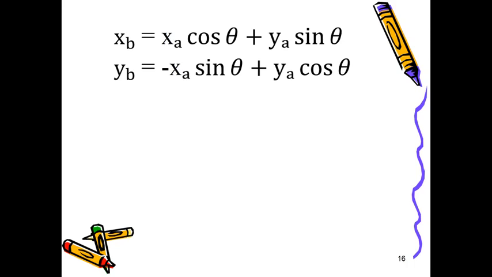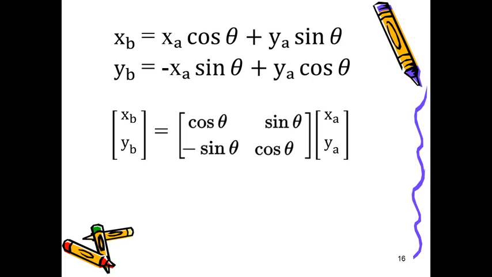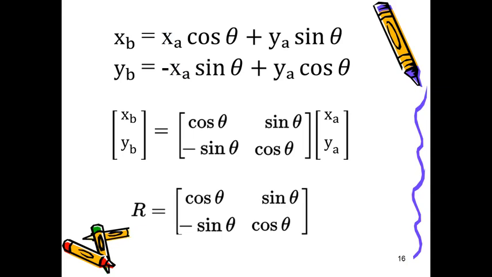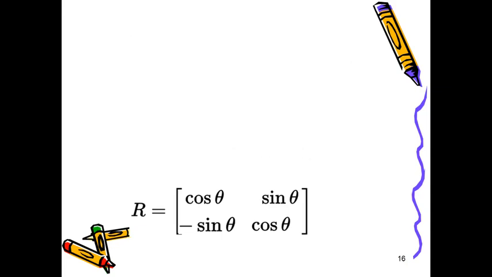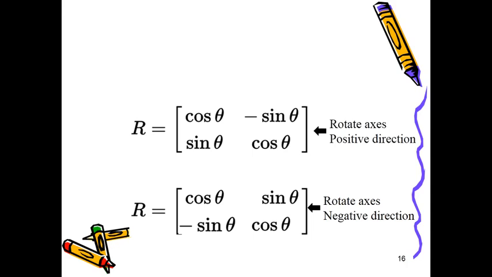This equation can also be put into a matrix like this. In this case, the coefficient matrix of XA and YA is known as the rotation matrix. Please remember that while deriving, we rotated the axis counterclockwise, but the positive is clockwise, so this will give the result in the negative direction. To make it positive, we replace theta by minus theta. So this matrix will give the result in the positive direction.